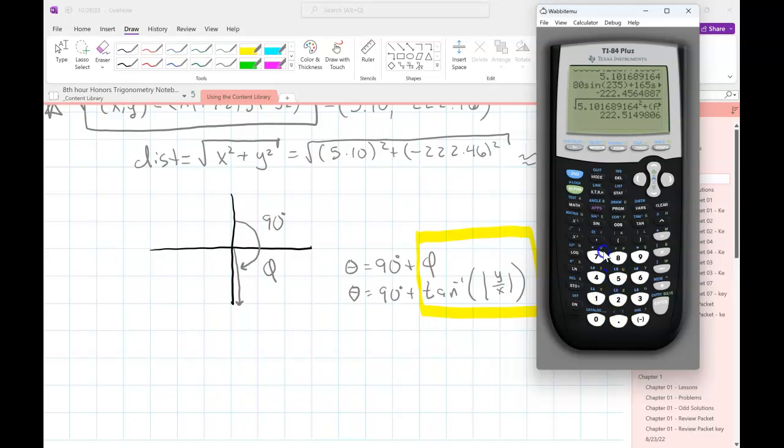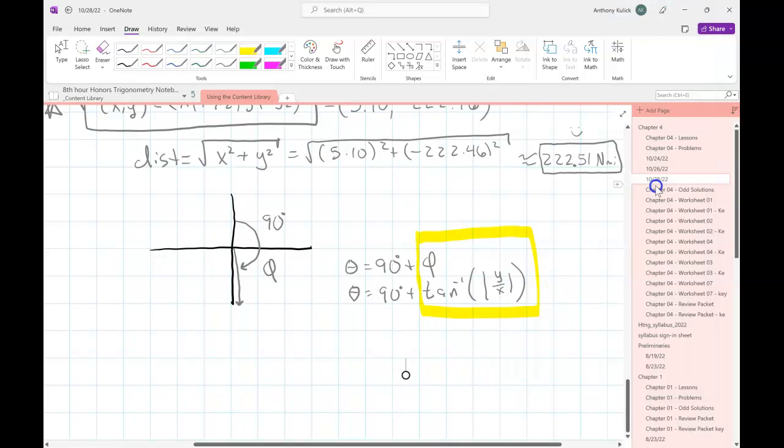All right, so 90 plus tangent inverse. I'll go grab the absolute value of y divided by x. I get 178.768 or whatever you want to round it to.